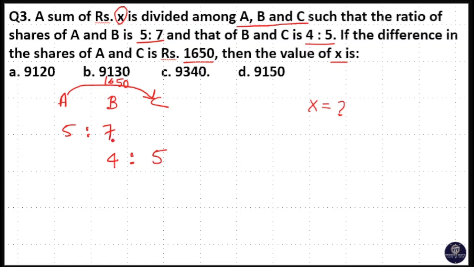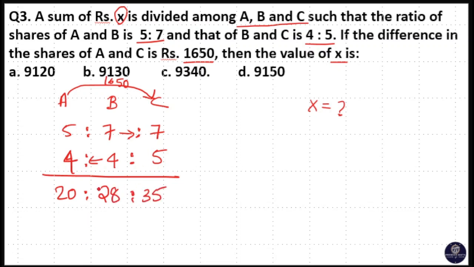So here you know the rule. C is empty here, so I will extend 7 here. A is empty here, so I will extend 4 here. So when you multiply, 5 into 4 is 20, 20 is to 7 into 4, 28, 7 into 5, 35. They are saying the difference in shares of A and C is 1650. Here the difference between the A and C values is 20 minus 35, that is 15 units.